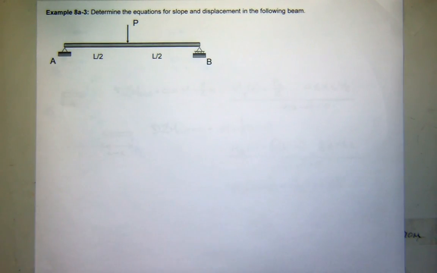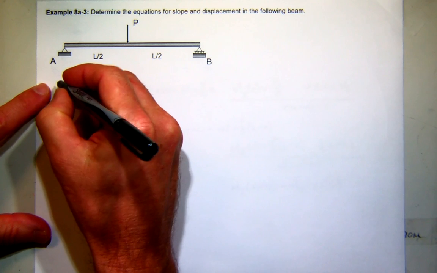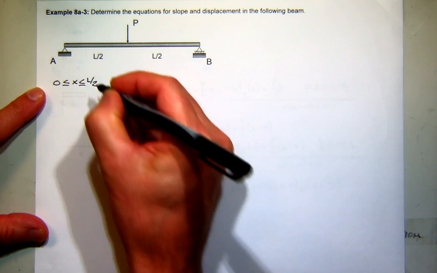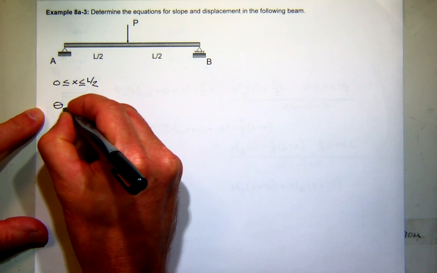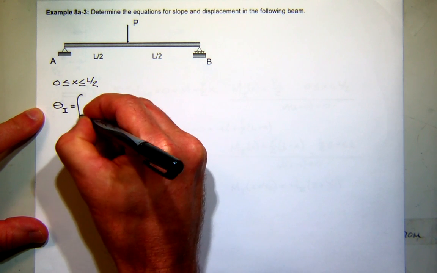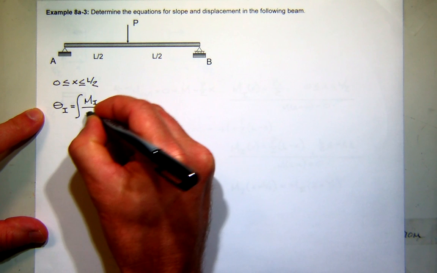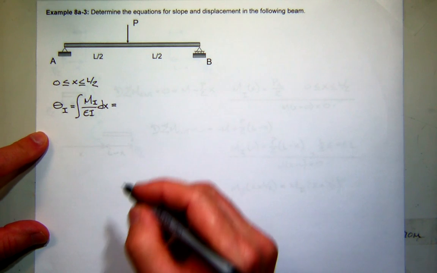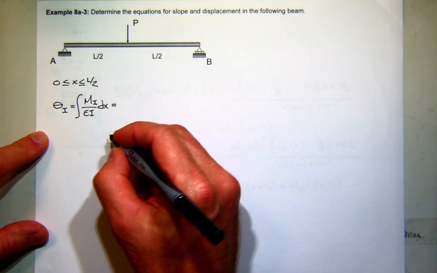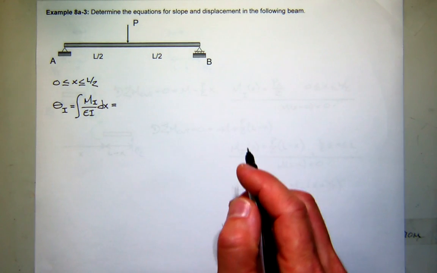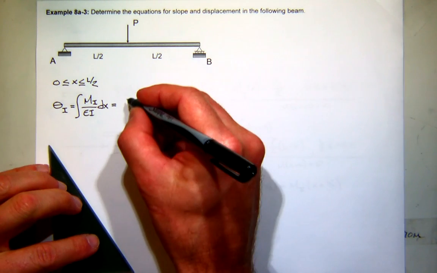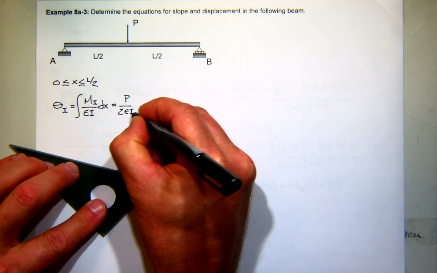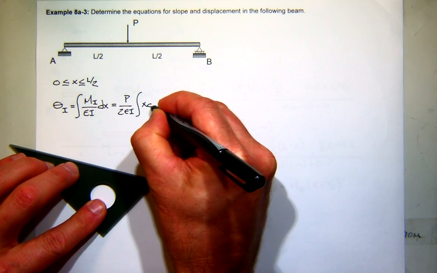So let's start with the first region. The slope in the first region is going to be the integral of the moment from the first region divided by EI. You may not remember, but our first moment expression was Px over 2. So I'll pull the P and the 2 out. So I'll have P over 2EI, and I'm left with just the integral of x dx.